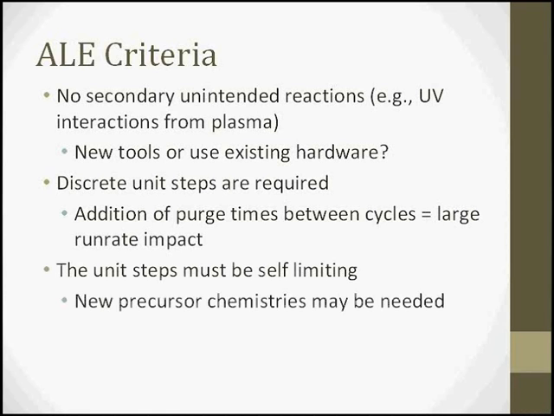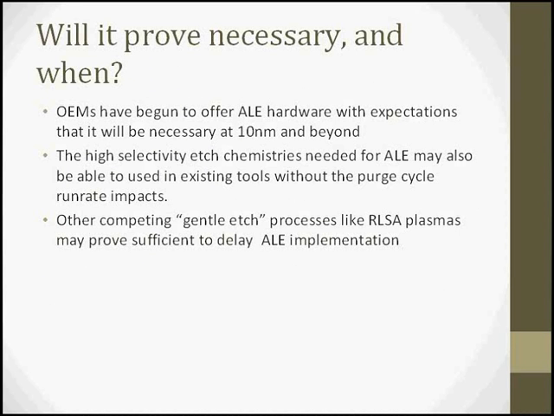And finally, we require the unit steps to be self-limiting, so new precursor chemistries may be needed, and new precursors may be needed for selective etching of new exotic materials, such as III-V materials, or we may see this type of etching be useful for use in graphene or carbon nanotube devices. And so it still remains to be seen if ALE will prove to be necessary and when.